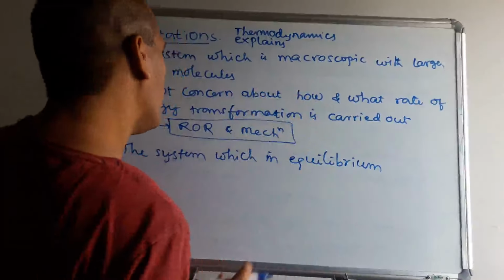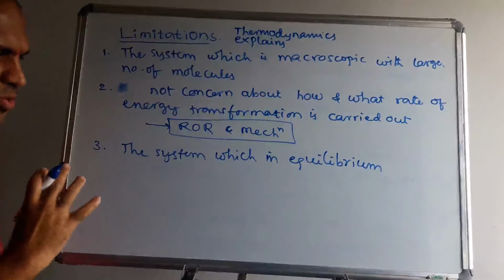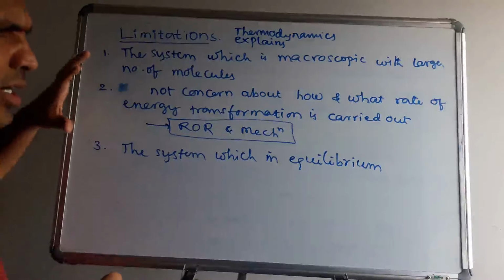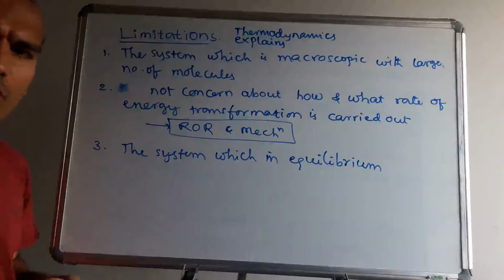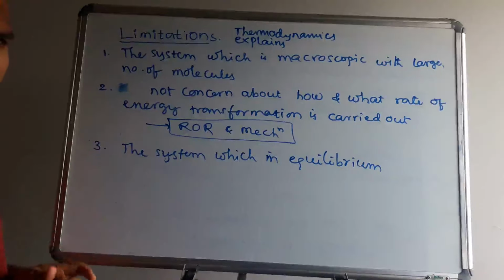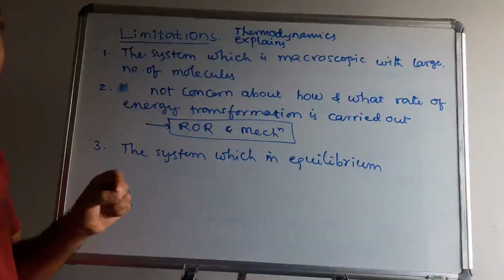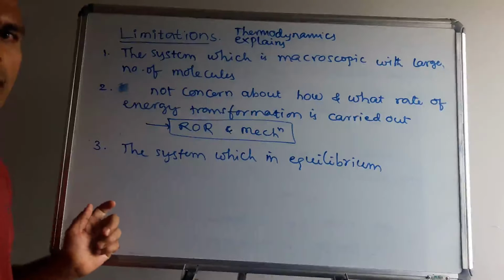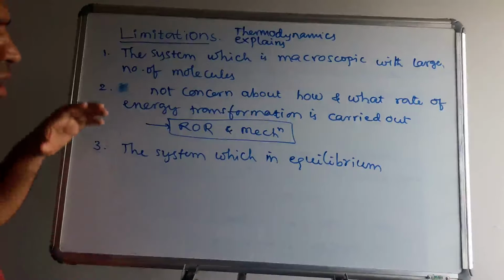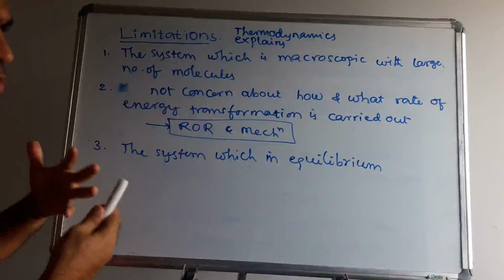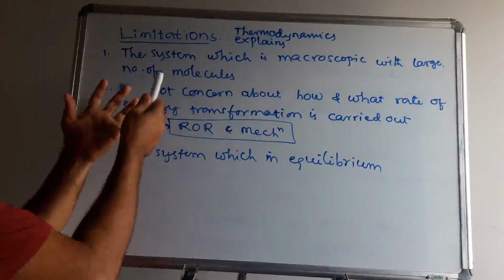For that only it is explained, otherwise no. So these are the demerits or limitations of thermodynamics. The objectives are feasibility of reaction, what drives a chemical reaction or process, and to what extent the chemical reaction proceeds. So those are the objectives that we will study from thermodynamics. These we will not study.